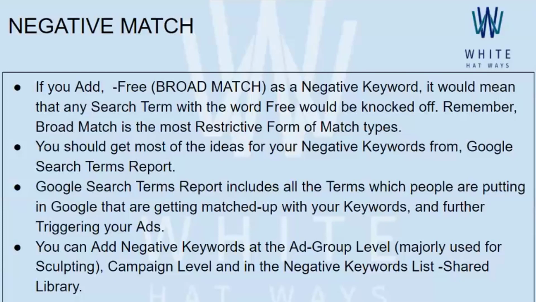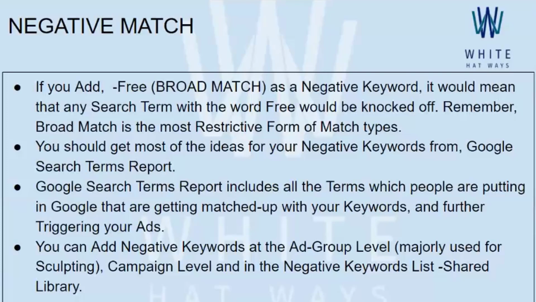Let's move on to the next point, which says you also get most of the ideas for your negative keywords from the Google Search Terms Report. As I told you, the Google Search Terms Report is what you need to see to find out how else people are searching, and which irrelevant queries you might not have thought of in the beginning of starting your campaign. So you need to come back there time and again to see all such irrelevant queries and put them as negative keywords there and then.